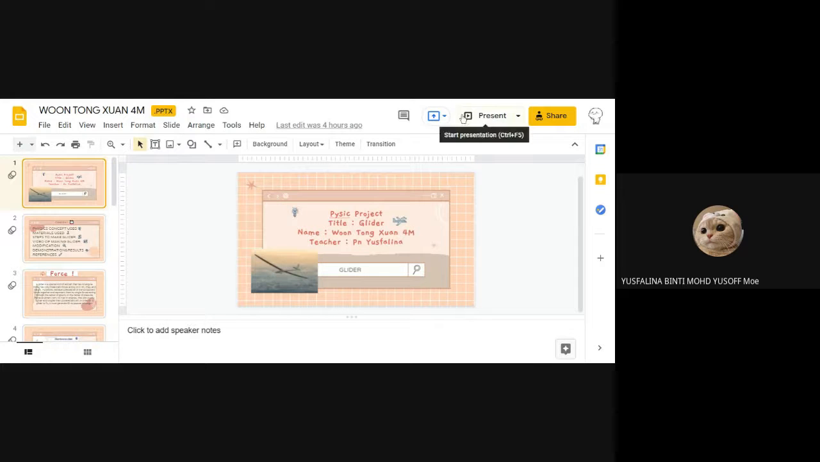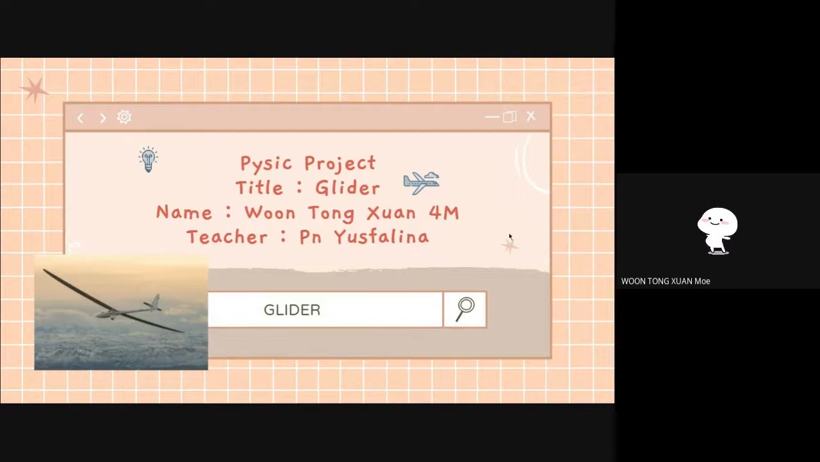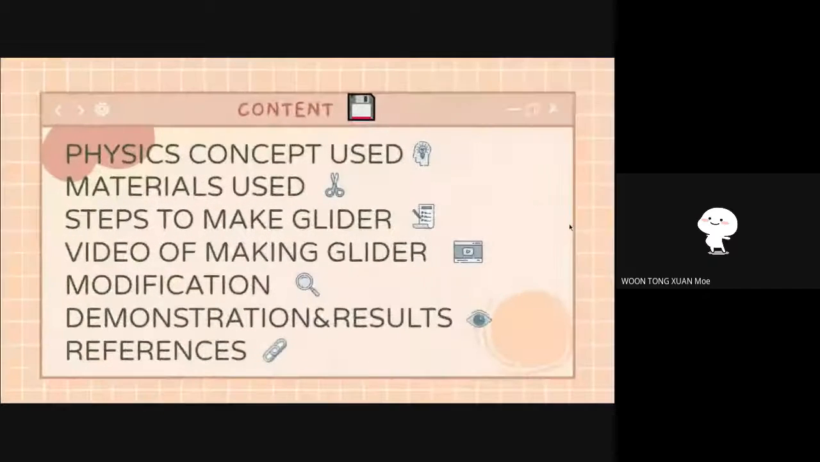Glider. Okay, then I'll start. Good afternoon to teachers and friends. Today I will be presenting my physics project, which is glider. And the teacher is Puan Yusvalina. The content inside this slide is the physics concept that I use and material used, steps to make glider, video of making a glider, modification, demonstration, and the result, and the reference.